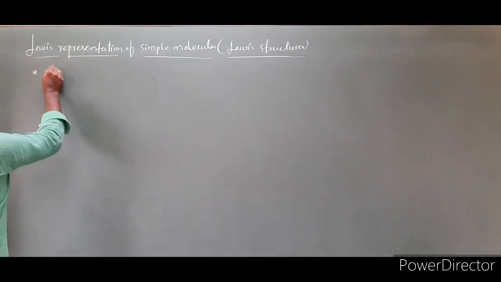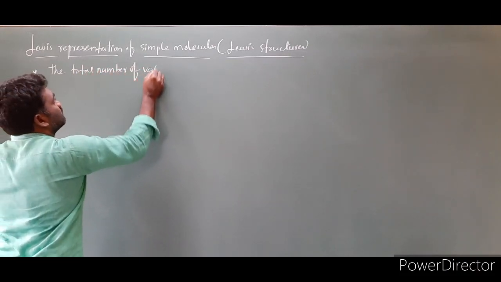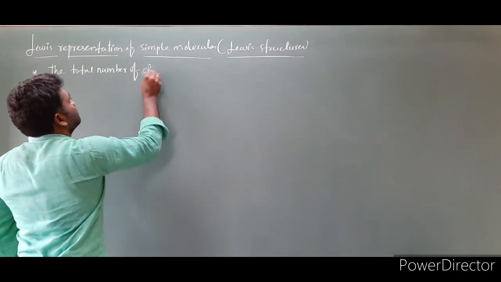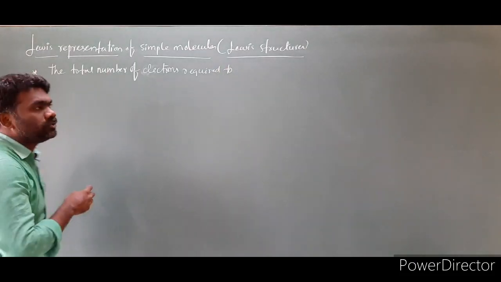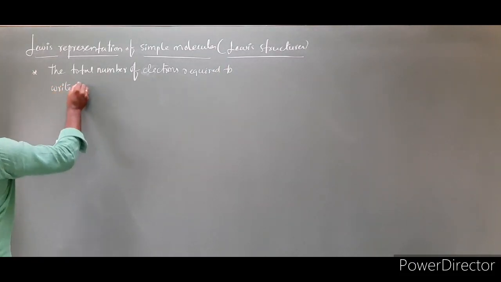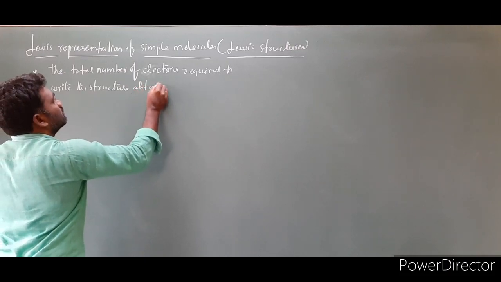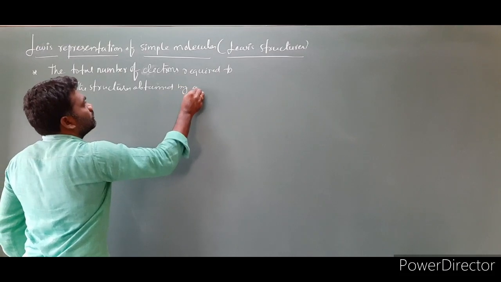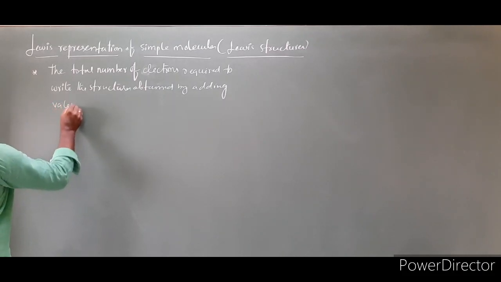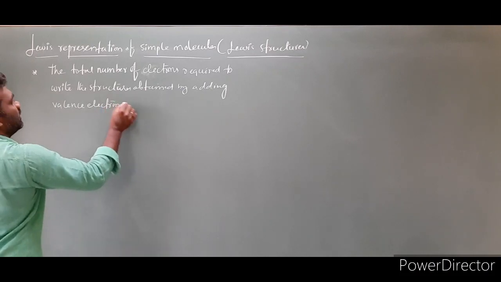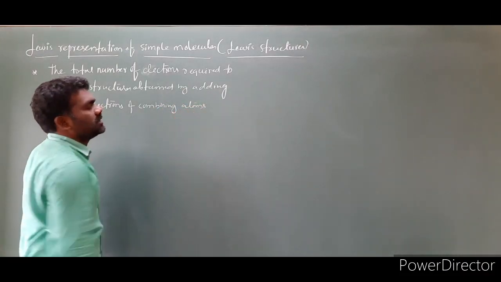Rule number 1. The total number of electrons required to write the structure is obtained by adding valence electrons of combining atoms.